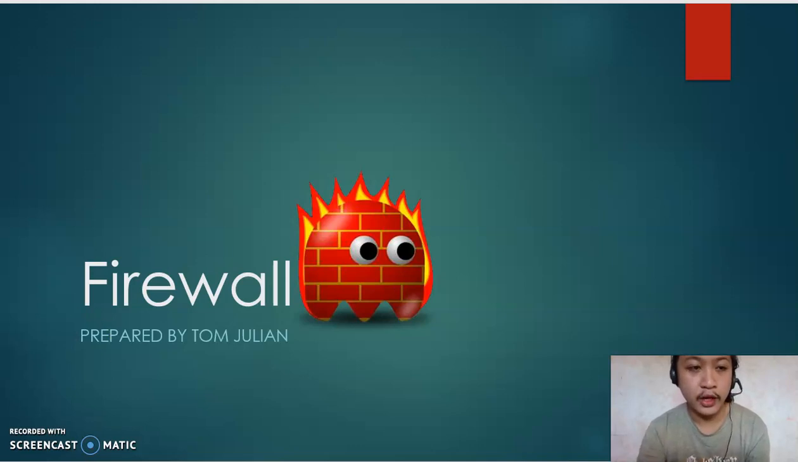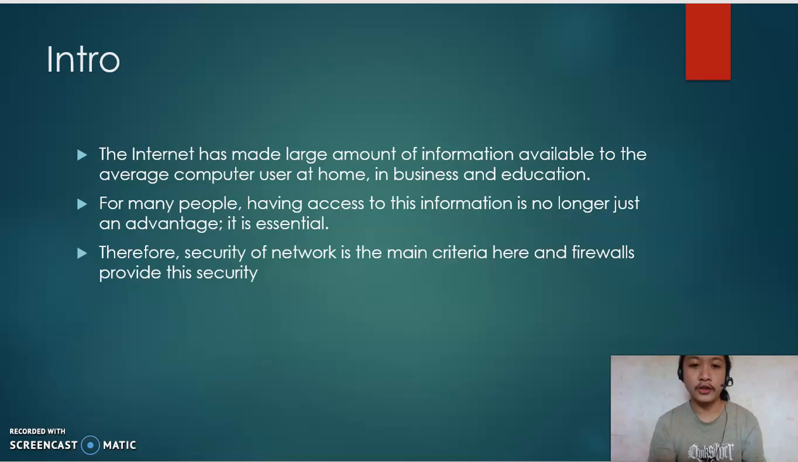So, introduction of Firewall. The internet has made a large amount of information available to the average computer user at home, in business and education. For many people, having access to this information is no longer just an advantage, it is essential. Therefore, security of the network is the main criterion here and Firewall provides the security.